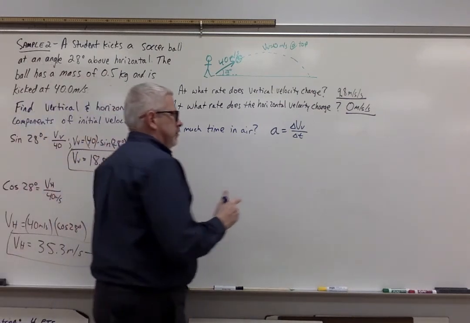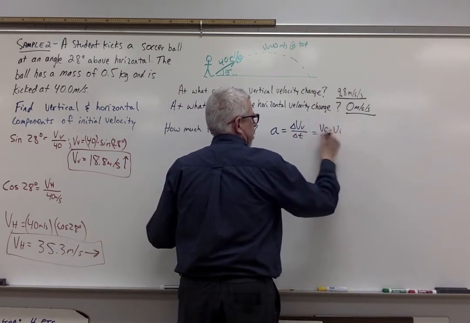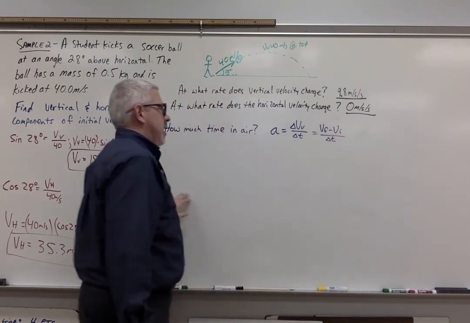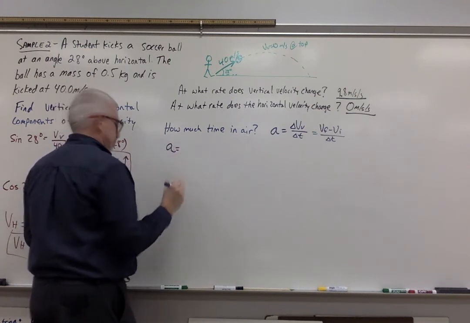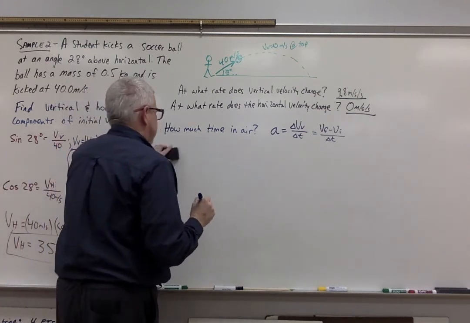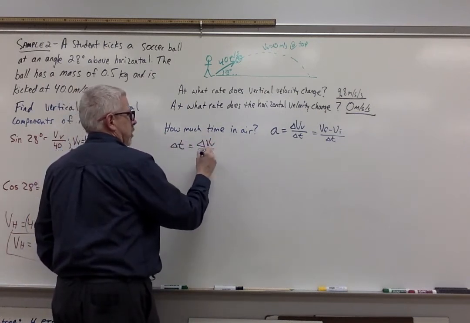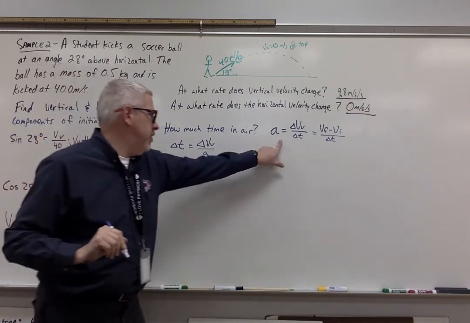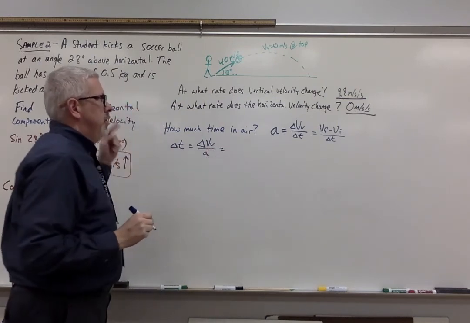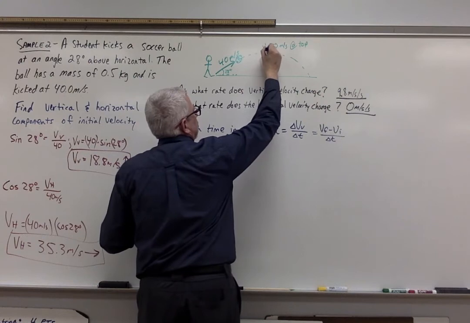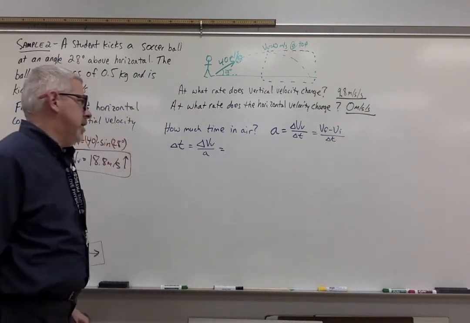So in this case then, I could say a equals Vf minus Vi over delta t. If I rearrange that, I could say t, time, is going to be the change in vertical velocity over a. So that's just an algebraic rearrangement of this. So I could think of the downward part of this, the second half of the trip, where acceleration is down and vertical velocity is down.